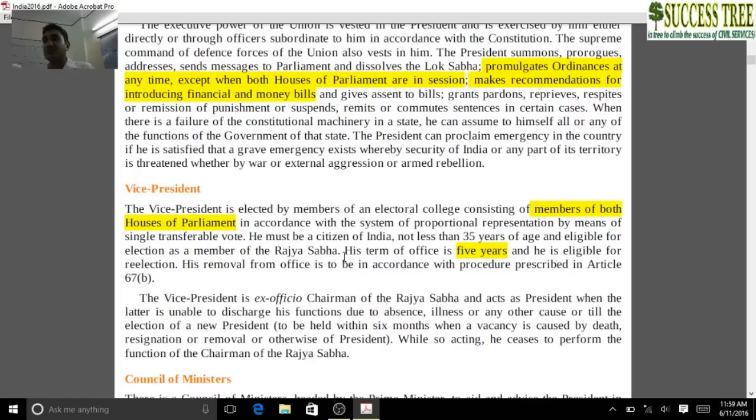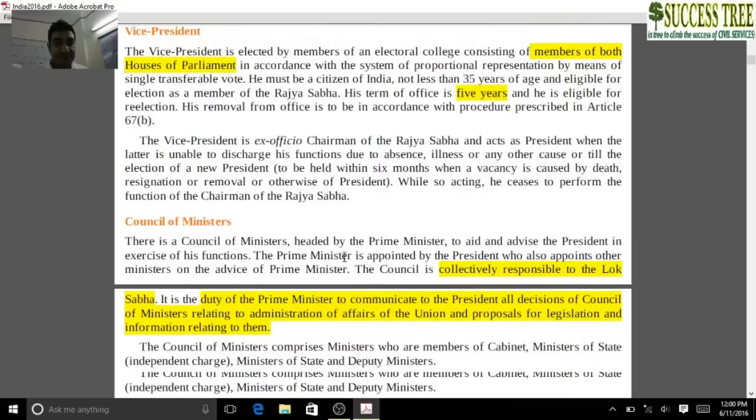This is one, and another is where it talks about how to remove a vice president, or any presiding officer of the house. There it says absolute majority. But that is incorrect. If you go through the constitution, it says majority of the then members of the house. It means who are the members at that time. You need to subtract the vacancies. So it becomes the effective majority.